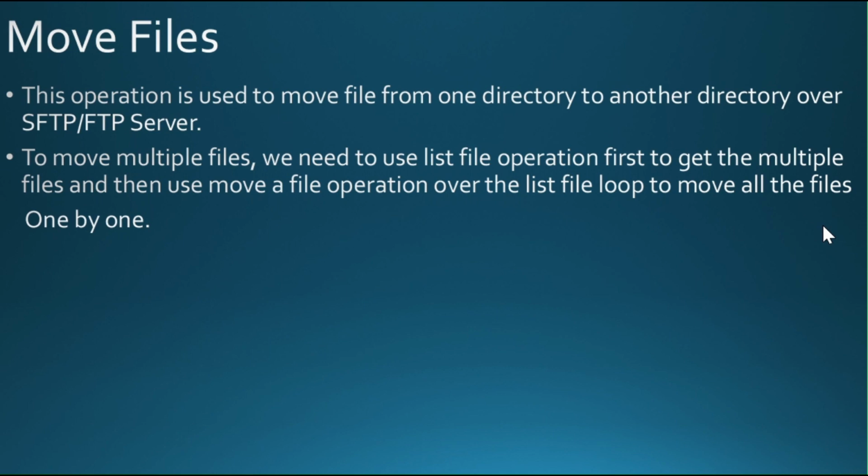Next one is the move file operation. This operation is used to move files from one directory to another directory over the SFTP or FTP server. Whenever you want to archive files from the source location, we can move them to the target location using the move file operation. Whenever you want to move multiple files, first we need to use the list file operation to list all the files. By using a for each loop, iterating file by file, we can move them to the target location.